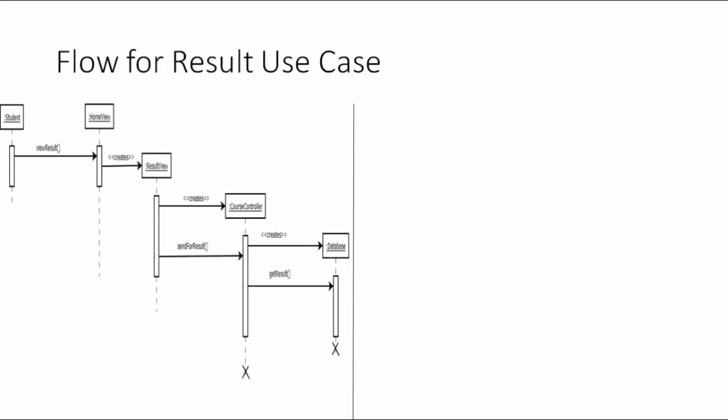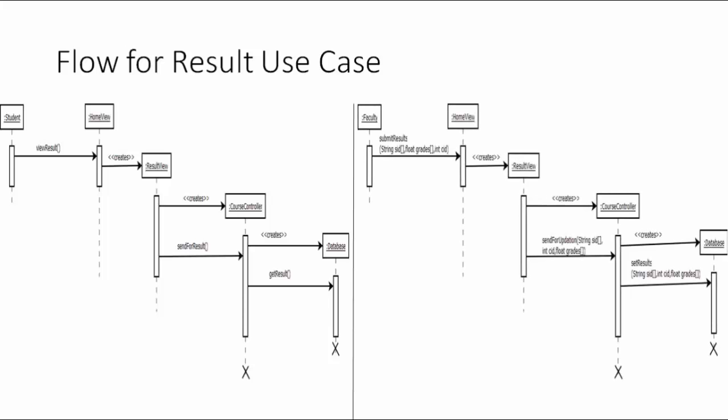The sequence diagram from the perspective of student. The student will submit the request for view result. Now the home view will create a result view, and the result view will display all the results for a student. So the result view in turn will talk with the course controller. The course controller will get the result from the database and will display it on the result view.